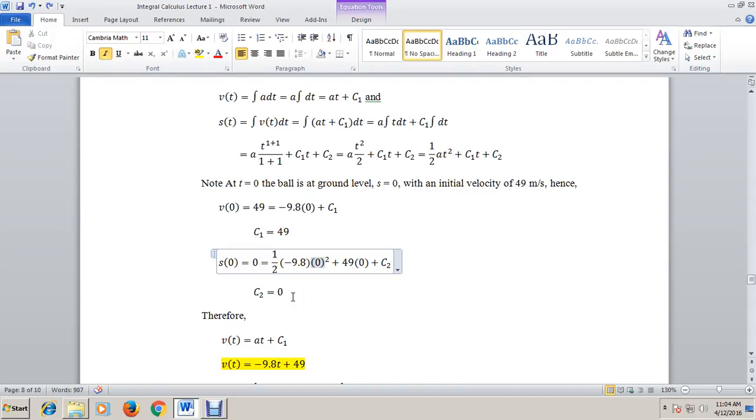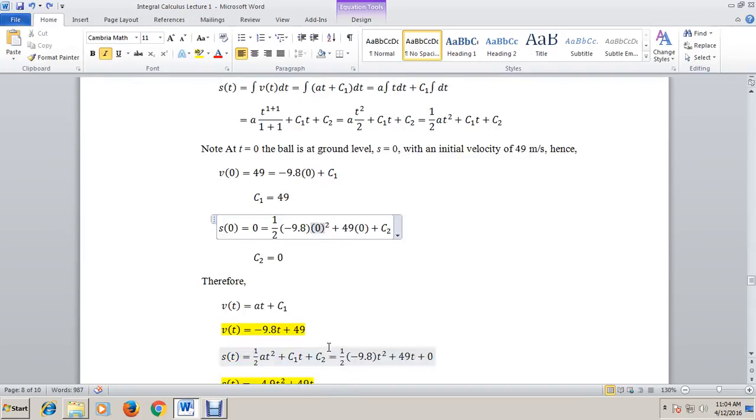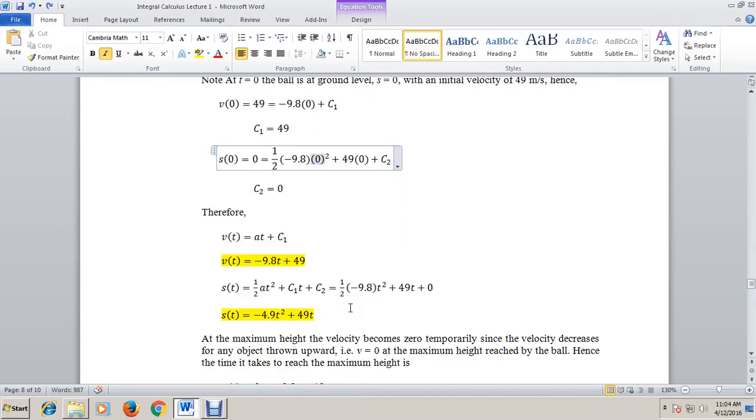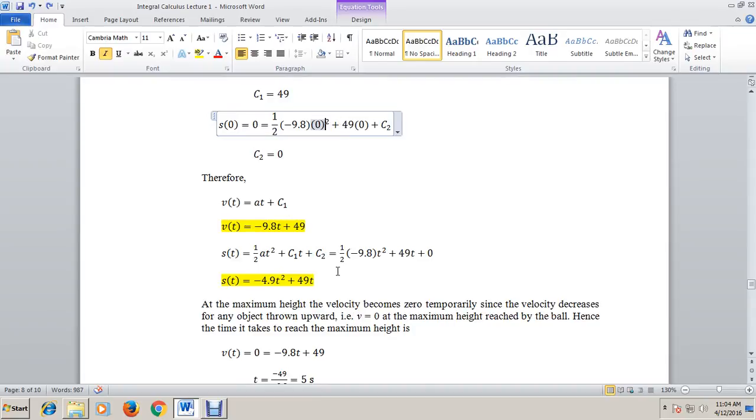The next step is to go back to your position function and velocity function and replace all the constants with the constants that we have found. Okay, so going back to your v of t, v of t is at plus c sub 1. Now, c sub 1 here is 49, and a here is negative 9.8. Therefore, our velocity function is v of t equals negative 9.8 t plus 49.